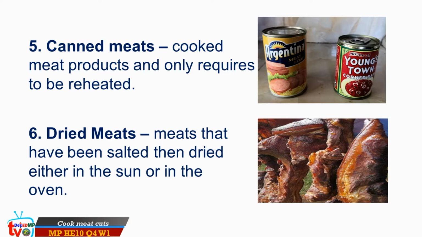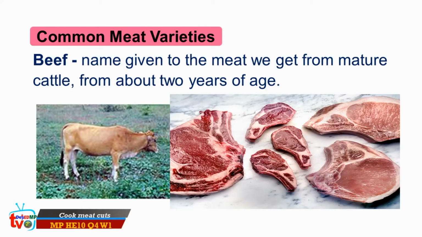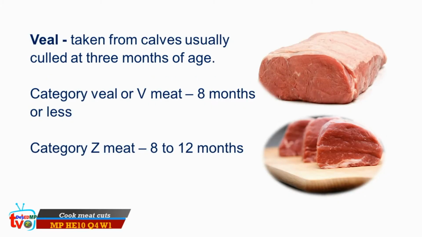And the last, dried meats. These are meats that have been salted then dried either in the sun or in the oven. Example of this is the tuyo. Common meat varieties. Beef is name given to the meat we get from mature cattle from about 2 years of age. A veal is taken from calves usually calved at 3 months of age.